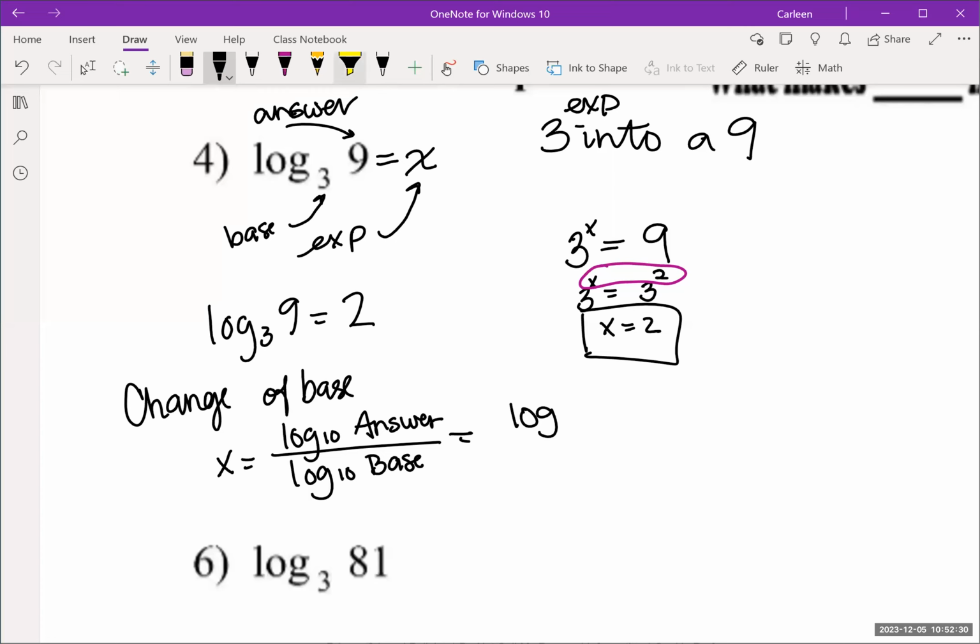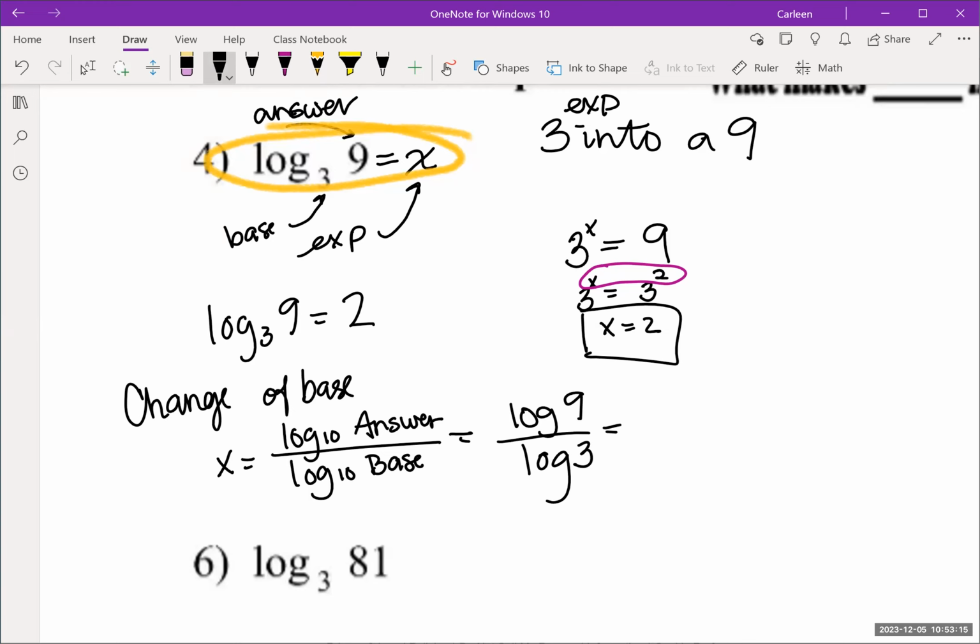Okay. Now, so we do log of the answer. Which one of these numbers is the answer? The 9, right? Log of the answer divided by log of the base. Which number is the base? 3. Notice the 10 disappeared. So if this is log of 9, it's an invisible 10. We just assume, kind of like 3 to the first power. Do you have to put the 1? No, we assume it's a 1. So we are assuming the base is a 10.